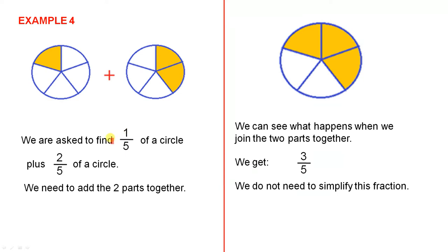Example 4. We are asked to find 1/5 of a circle plus 2/5 of a circle. You can see here that one part is shaded out of 5. There's your 1/5. Here, 2 parts are shaded out of 5. That's your 2/5. When we add those together, look what happens. We get 3 parts out of a total of 5. So that is the answer, 3 out of 5. We do not need to simplify this fraction because nothing divides into both numbers evenly.